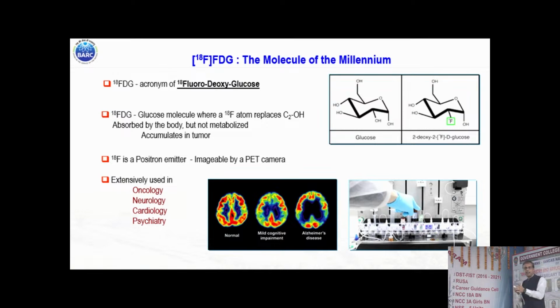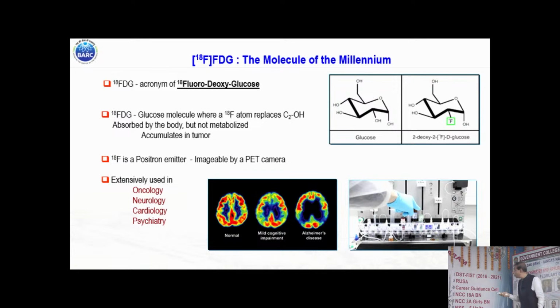So, what can be done? At least some preventive medicine can be given. It cannot be cured most probably, but some preventive medicine can be given so that it does not go further, or it can be slowed down at least. So, this is the advantage of nuclear medicine imaging, which is not possible by the other methods.